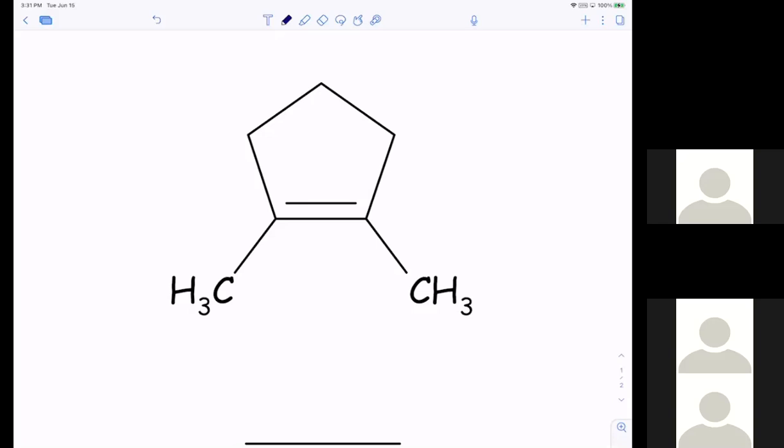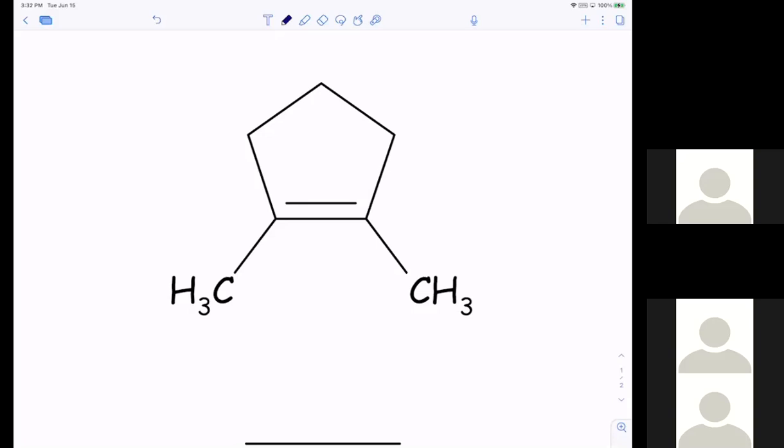1,2-dimethylcyclopentene is what it would be called. Can we call it ortho-dimethyl? No. Ortho, meta, and para are only used on benzene. So make sure you've got that down somewhere.